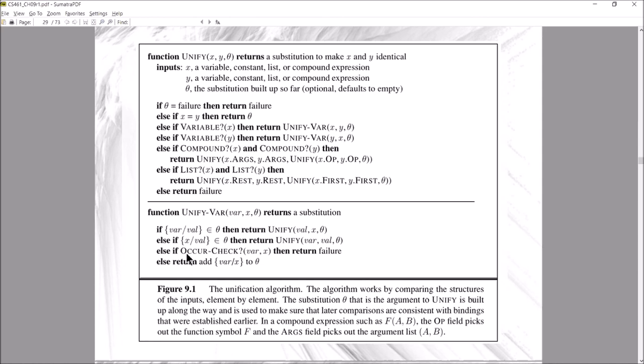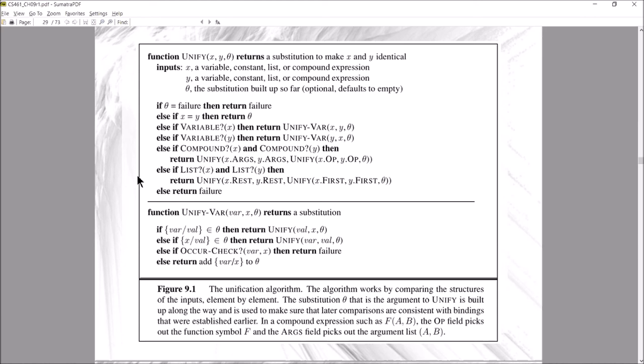You're checking for an occurrence of error here if they don't match. Otherwise, if you get through all of that, you can just go ahead and return a binding of X to some variable, right? Whatever this is, to some variable, that's your binding, add that to your substitution. You're going up here, you're checking to see if they're compound, and then you're pulling everything apart, doing your recursive call to yourself, continuing building up the substitution.